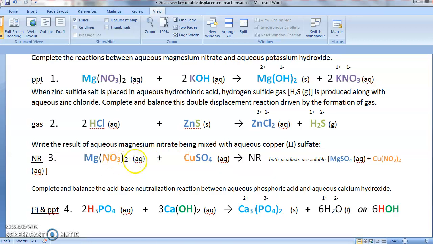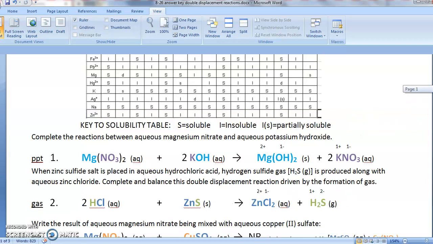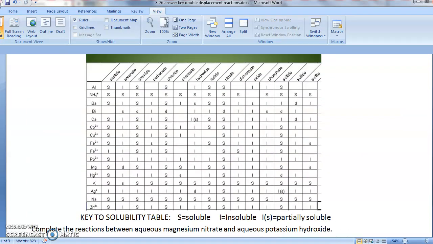When they bump into each other, will they precipitate out of solution? Well, here's the copper 2. We go on over to the nitrates, the NO3s. Nope, they are soluble. They will not precipitate out of solution, which is written right here. It's aqueous. And then we have the Mg's bumping into the SO4s. We have the Mg2+ bumping into the SO4 2-.